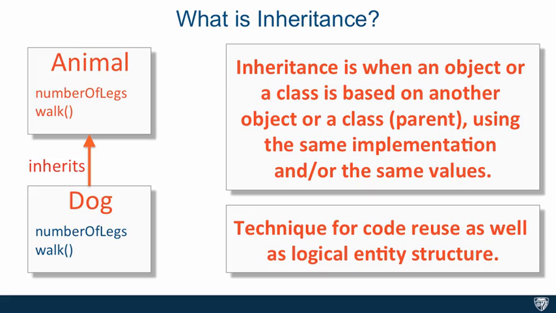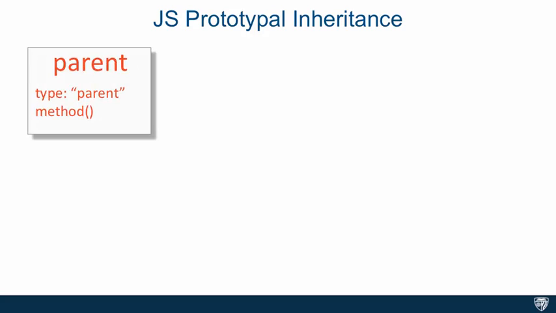So that's inheritance. Unlike object-oriented inheritance, which is based on classes and is much more complex and has a lot of rules that you have to memorize and has different intricacies, prototypal inheritance is based on object instances and is very simple and straightforward. The original object instance becomes the prototype for all subsequently created objects. In this example, we have an object called parent, and it has a type property that is equal to the string parent and a method with the name method.